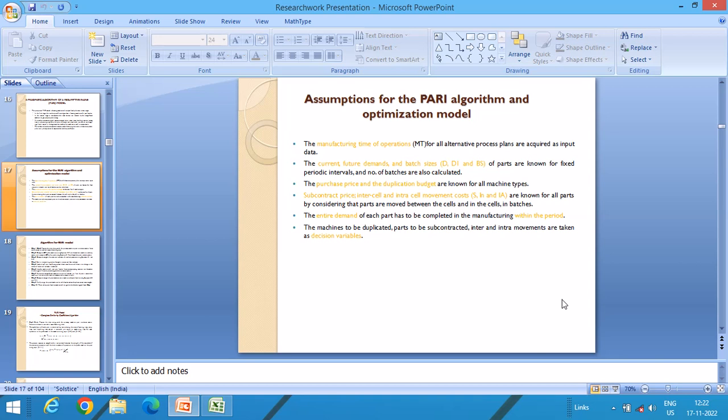The current demand, future demand, as well as batch sizes are known for fixed periodic intervals, and the number of batches is also calculated. The purchase price and duplication budget are known for all the machine types. Subcontract price, inter-cell and intra-cell movement cost are known for all the parts. The entire demand has to be completed in the manufacturing within the time period. The machines to be duplicated, parts to be subcontracted, and inter and intra movements are taken as decision variables.